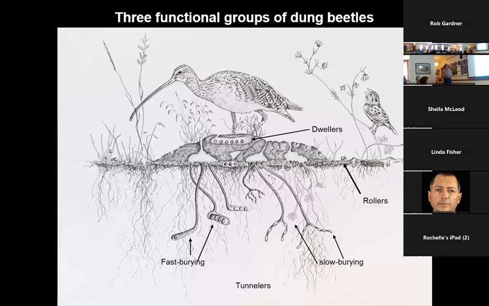Pretty quite amazing. The dwellers, the little red guy, the Apodius primitarius, is a dweller. The females will burrow into that dung pad, create a brood chamber, and then within that, create individual brood balls, each with one egg in it. And then there's two groups of tunneling beetles, the fast burrowing and different ecologies altogether, and a whole suite of different dung beetle species.